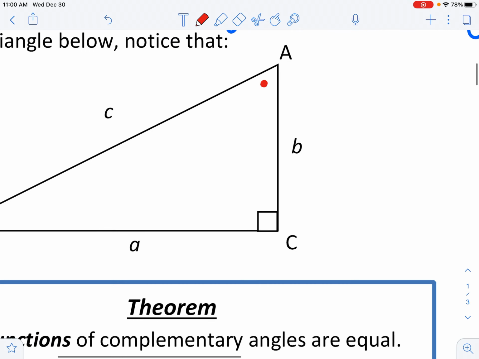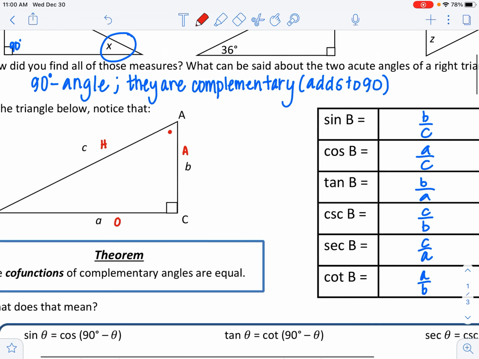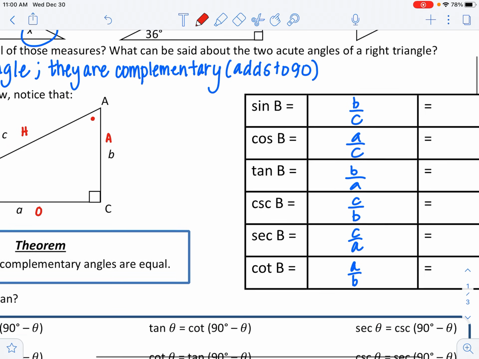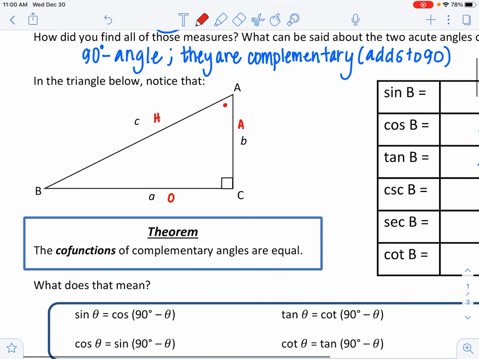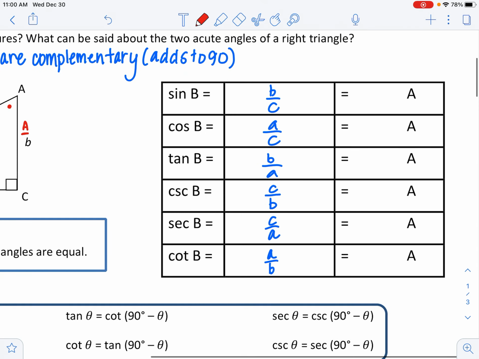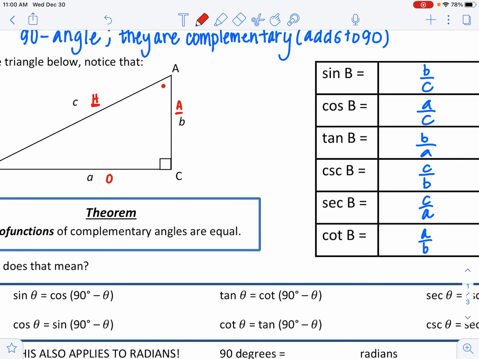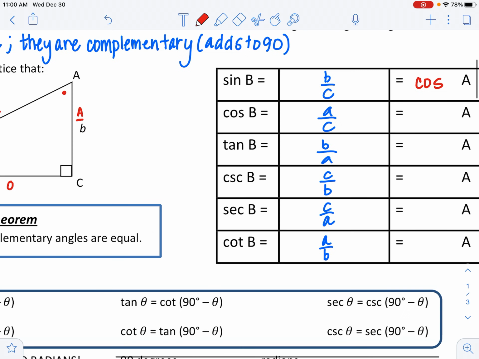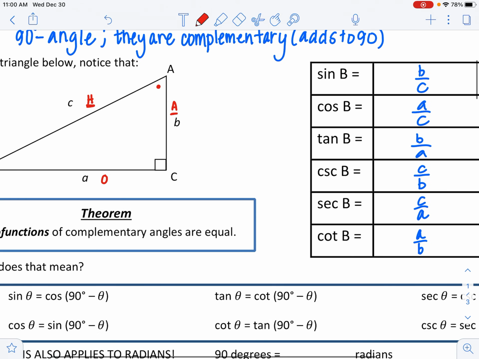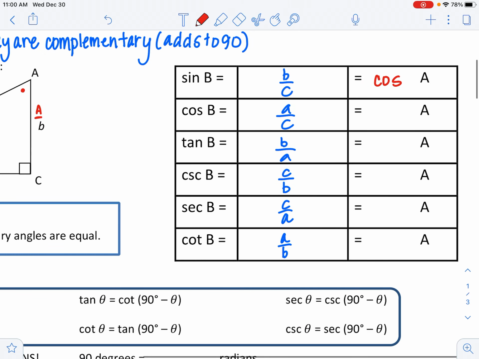So if you look at angle A, this is opposite. This is adjacent. This is still the hypotenuse, right? So if I want to see what b over c is, b is the adjacent side. c is the hypotenuse. So it's adjacent over hypotenuse. So that's cosine of angle A. a over c. So a is the opposite side over c, which is the hypotenuse. So that's the same thing as the sine of angle A.